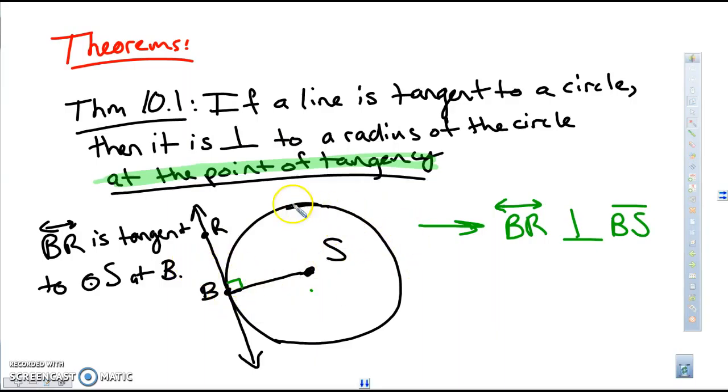So, for example, if we have a circle and we know of a line like this line BR, and we know that it's tangent to the circle at point B, then we know that the radius going from the center to that point of tangency is going to be perpendicular to it. So in this case, the line BR is going to be perpendicular to the segment BS.